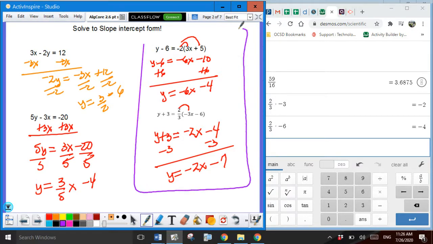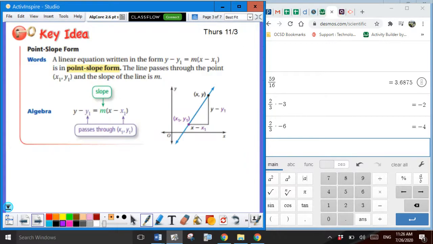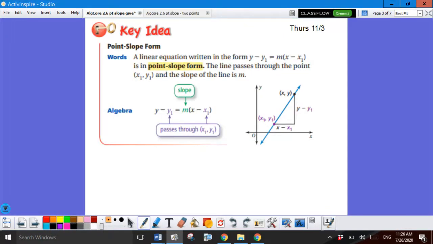This is the new form of the line we're talking about today. This is point slope form. So we're given a point and a slope. So my equation is y minus y1 equals m times x minus x1. And if you remember, x1, y1 is just an ordered pair. So it's not a big deal.